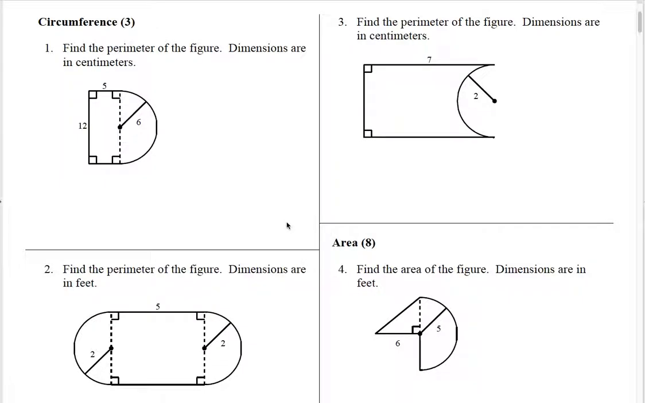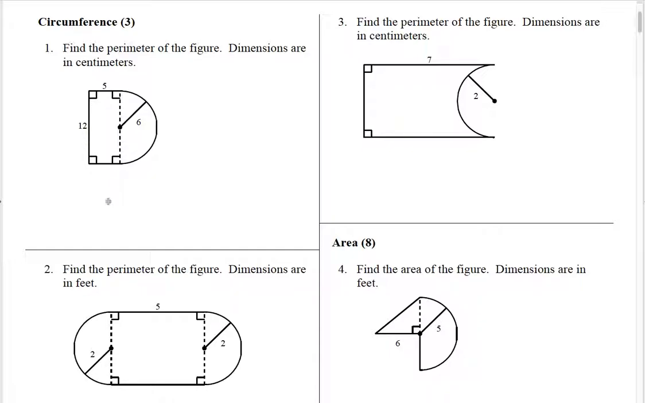All right, let's start with some review of circumference. Not only circumference, but just perimeter in general. So let's take a look at some examples here. So the perimeter of a figure is the distance around the figure. So to find it, all you have to do is add the sides together.